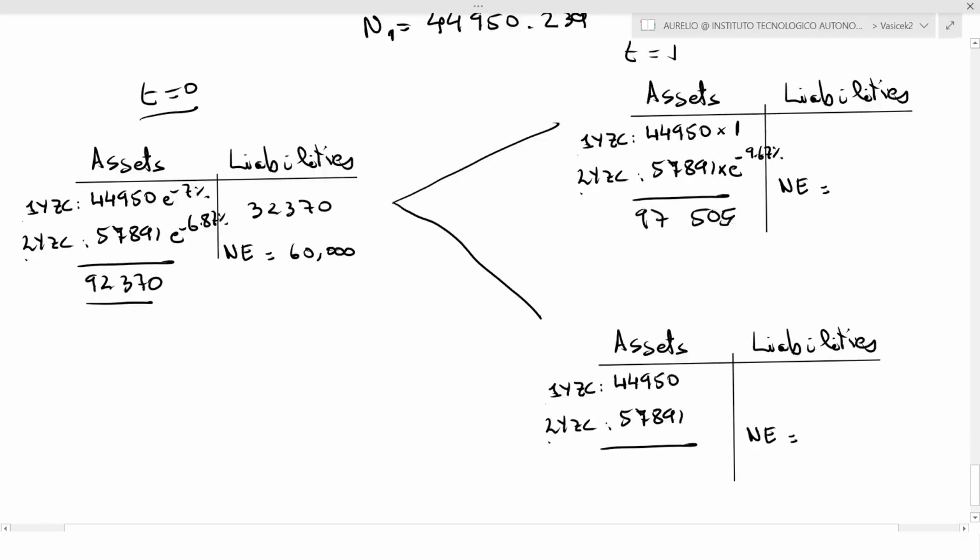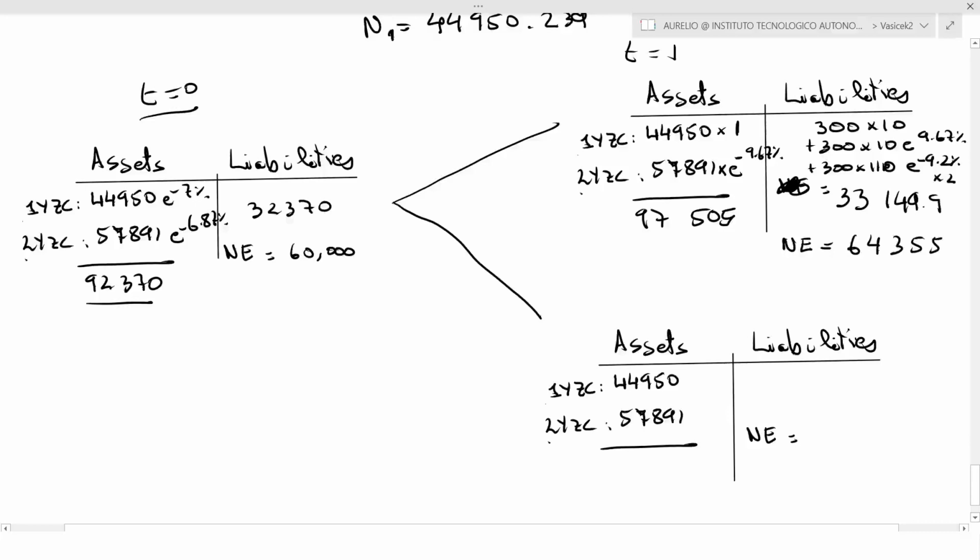Now, the liabilities are now like 3 bonds. So it's the zero coupon bond that I paid, that pays my $10. So I'm receiving my $10 plus the 300 units times the $10 that I'm going to receive 1 year later in year 2, which is e to the minus 9.67%, plus the 300 times the 110 e to the minus 9.2% times 2. I'm going to write the net equity further down. This is equal to 33,149.9. So the value of net equity is the future value of 60,000, which is going to be equal to 64,355, or it's going to be the subtraction of the 97,000 and the 33,000.